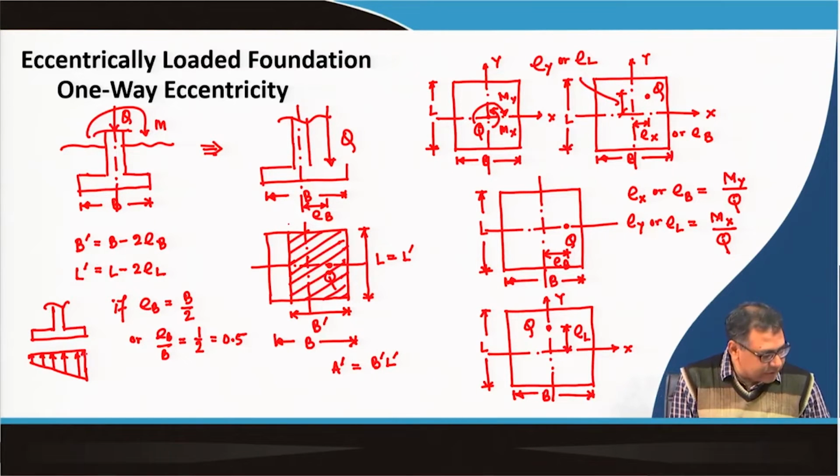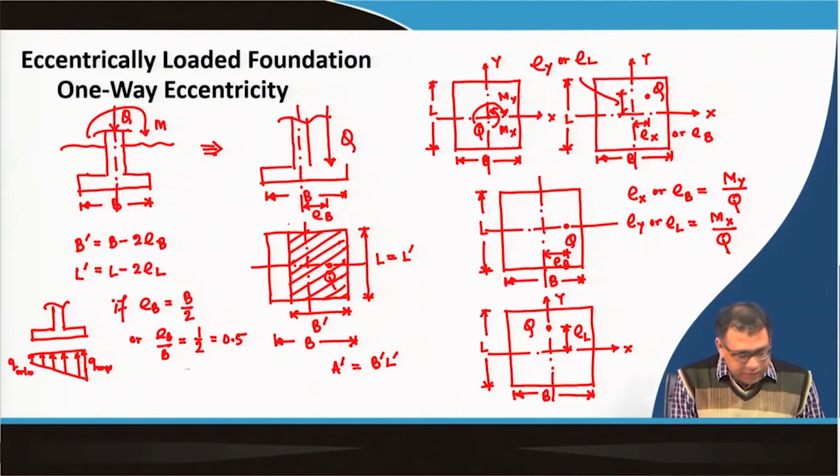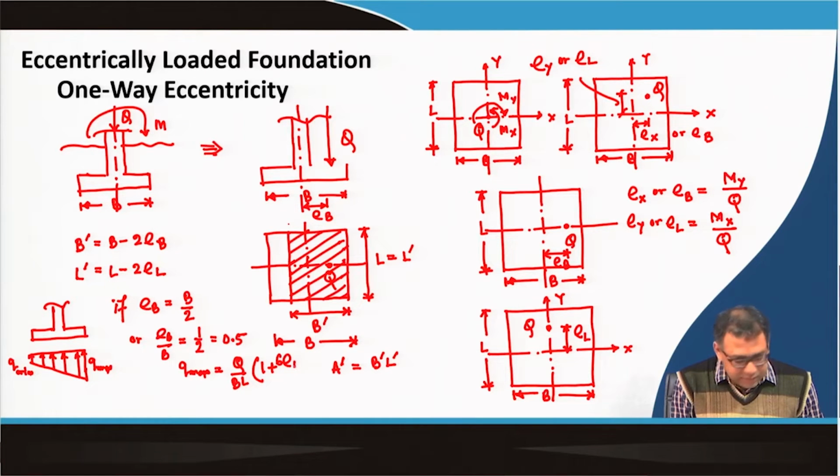Okay. So, this is the pressure distribution. So, now in such case I can write that this is my Q max and this is Q min. Okay. So, that Q max can be written as Q by B L into 1 plus 6 E L or E B divided by B. In case of L, this will be L.